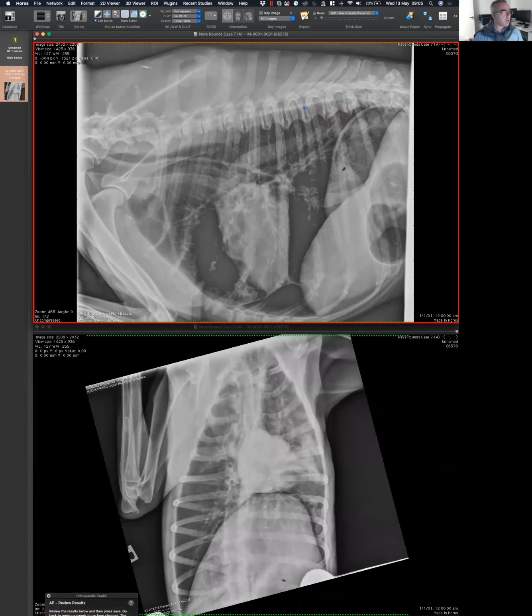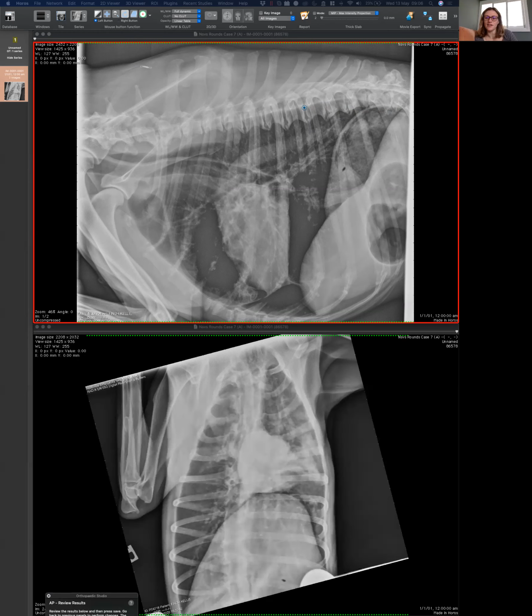Let me share the link with you now through the chat, so you can open the images. So that's the link. If you want to open those images, you should get the viewer, and then I'll give you the history and you take 1 minute to see what you think. The history: this is an 11-year-old female neutered setter, presented for acute onset lethargy, trembling, mildly increased respiratory rate, and a history of regurgitation.